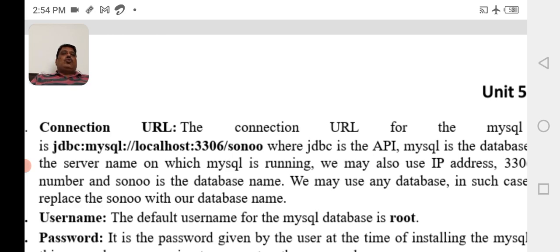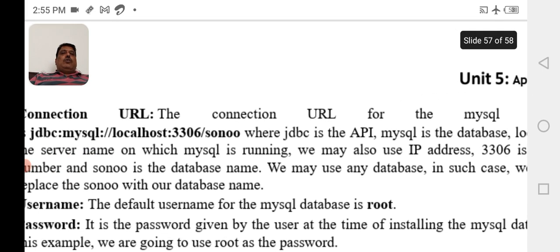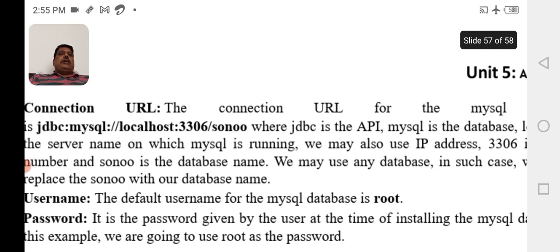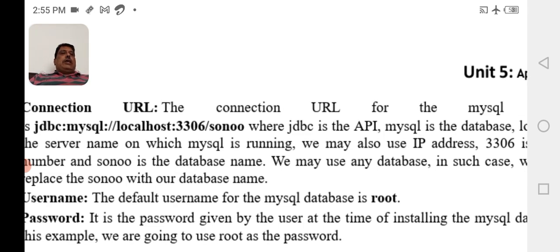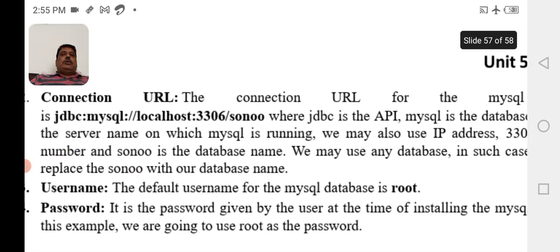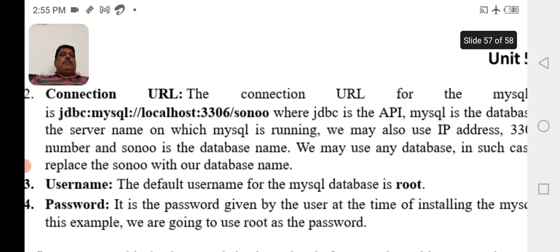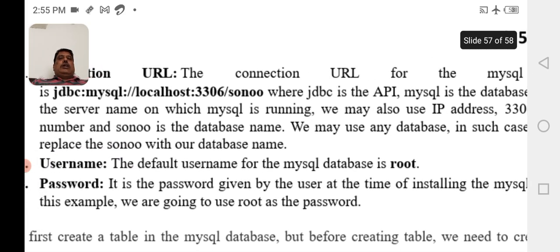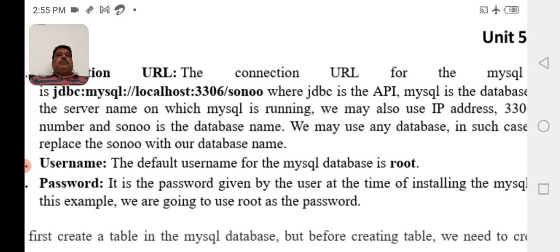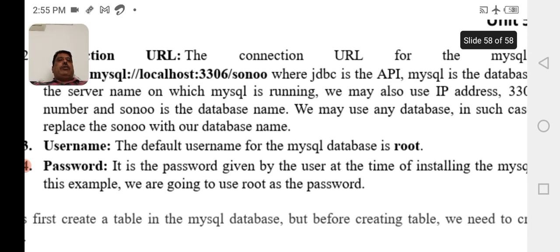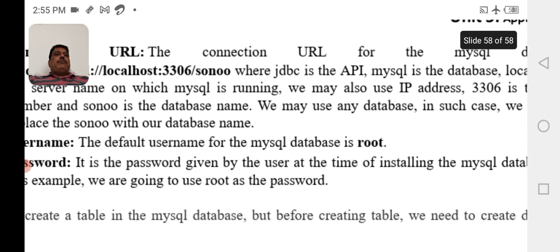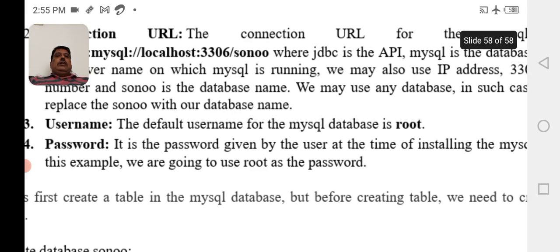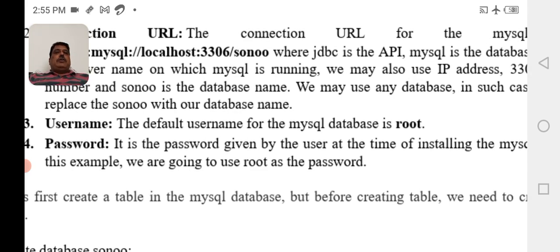Connection URL. The connection URL for the MySQL database is jdbc:mysql://localhost:3306/sonoo, where jdbc is the API, mysql is the database, localhost is the server name on which MySQL is running. We may also use an IP address. 3306 is the port number and sonoo is the database name. We may use any database, in such case, we need to replace sonoo with our database name. Username. The default username for MySQL database is root. Password. It is the password given by the user at the time of installing the MySQL database. In this example, we are going to use root as the password.